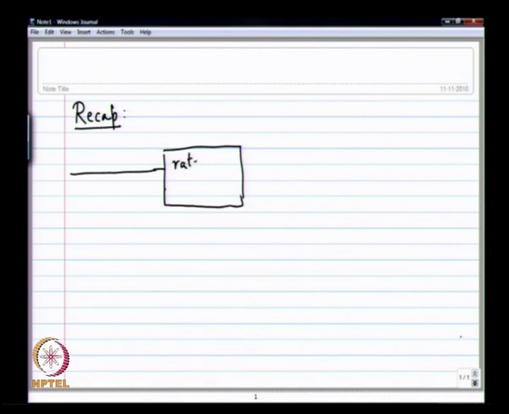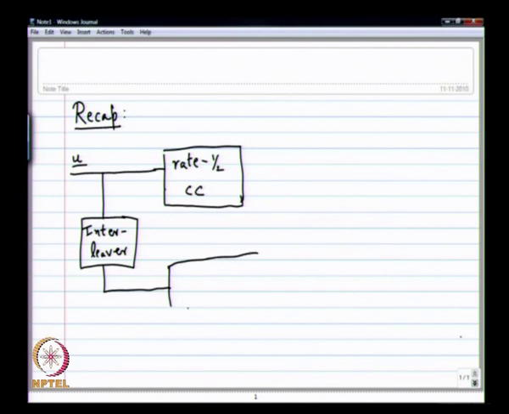You have a rate half convolutional code, okay, and the message goes in here, and then there is a, what is this block? Interleaver, and then once again there is a rate half convolutional code. Here you keep both the systematic version and the parity, here you keep only the parity. Okay, so that is the way we are viewing it.